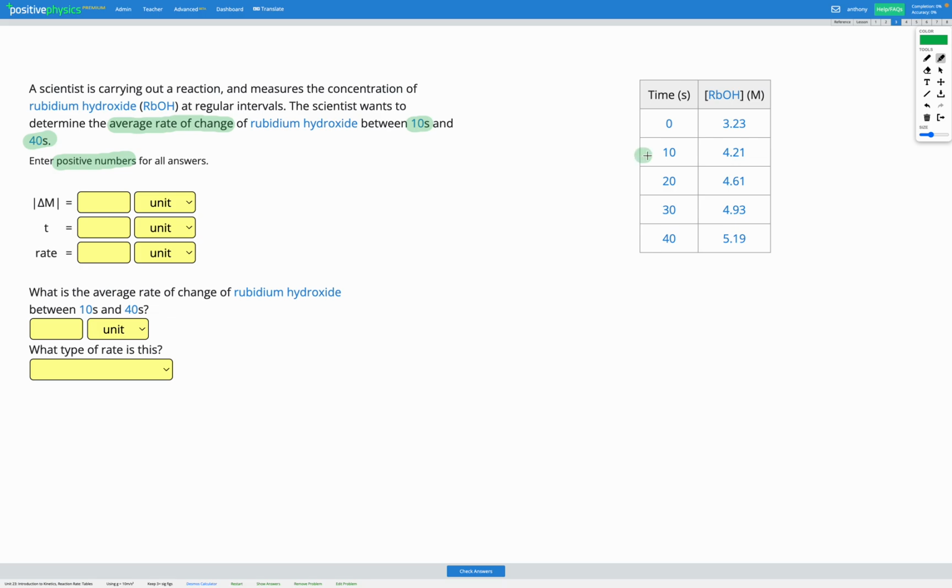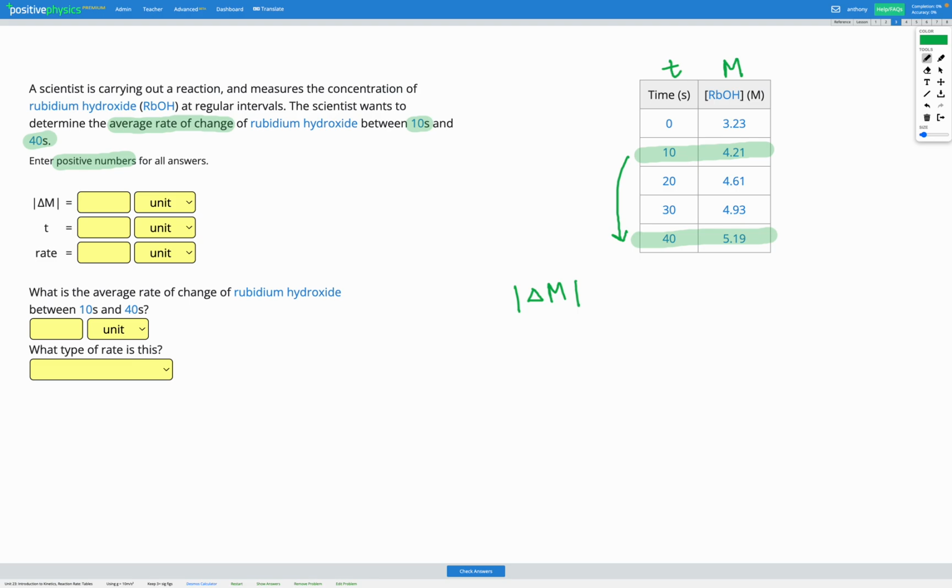We're looking between 10 seconds and 40 seconds. In our first column, we've got the time, and in our second column, we've got the molarity or concentration. So we're looking for between 10 seconds and 40 seconds to find the average rate of change. Our first step is finding our change in molarity.